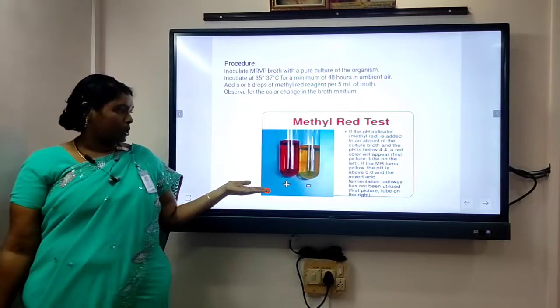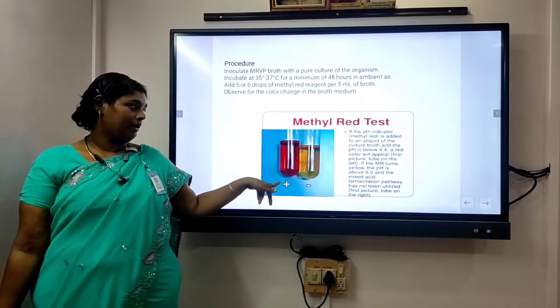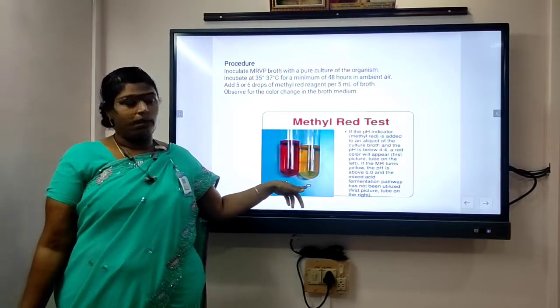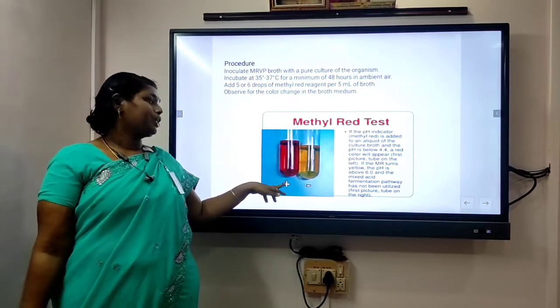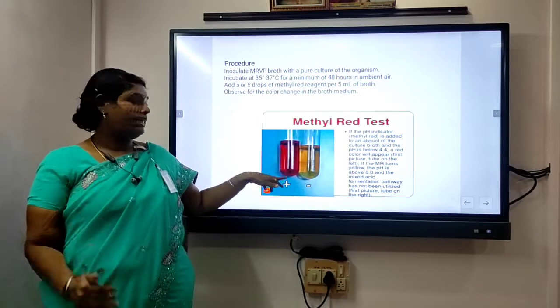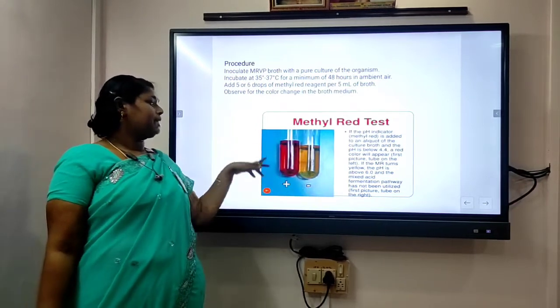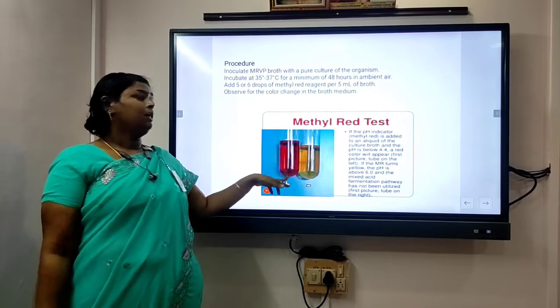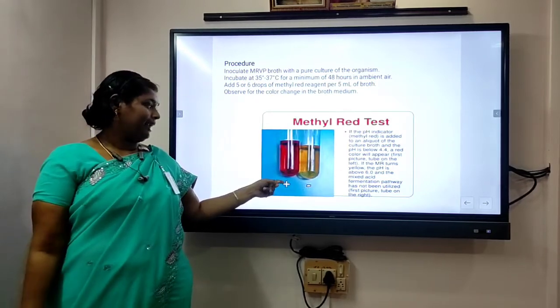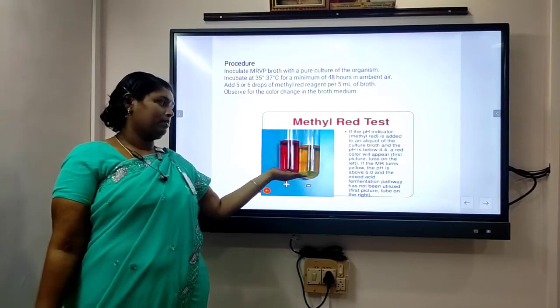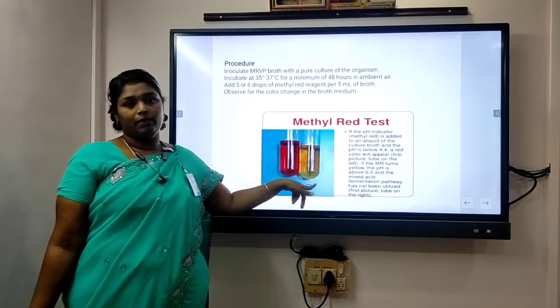If it is positive, it turns red in color, and if it is negative, it turns yellow or orange in color. This is the detection of low acidic pH versus a high pH. If mixed acid production has been done, the positive reaction, red color, will be formed. If there is no acid or a lower amount of acid production, that will be negative.